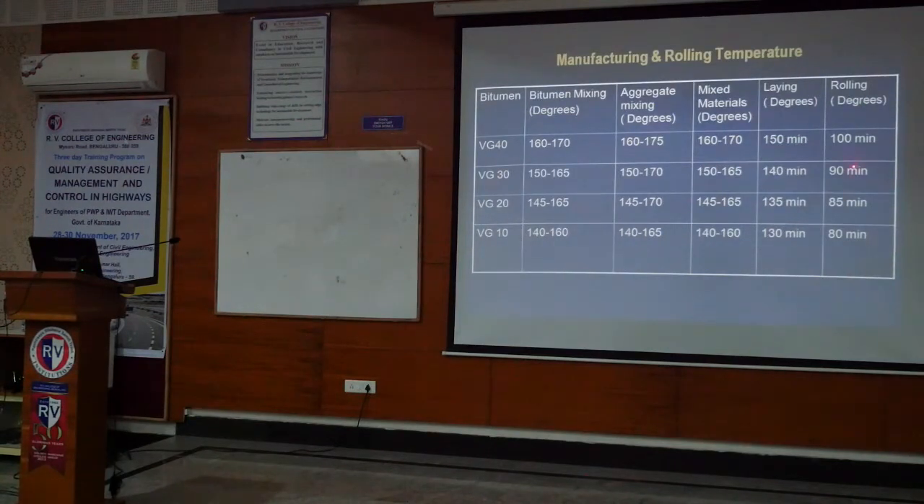And the question is, suppose this is the least temperature we can think of during construction for the rolling. Suppose the question is, what should I do with the mix? The temperature is less than 90 degrees. So it is as good as aggregate, not to be used.